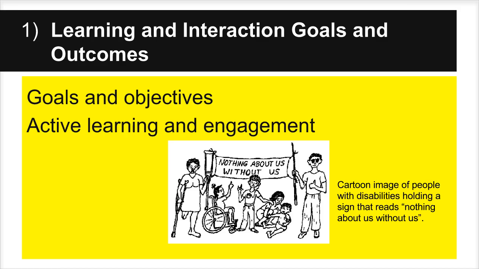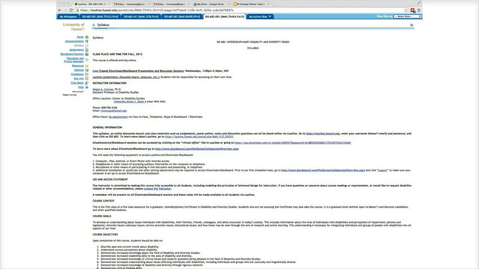Learning and interaction goals and outcomes. Goals and objectives, active learning and engagement. The image is a cartoon image of people with disabilities holding a sign that reads, "Nothing about us without us." Here's an image of the syllabus on my Laulima site.